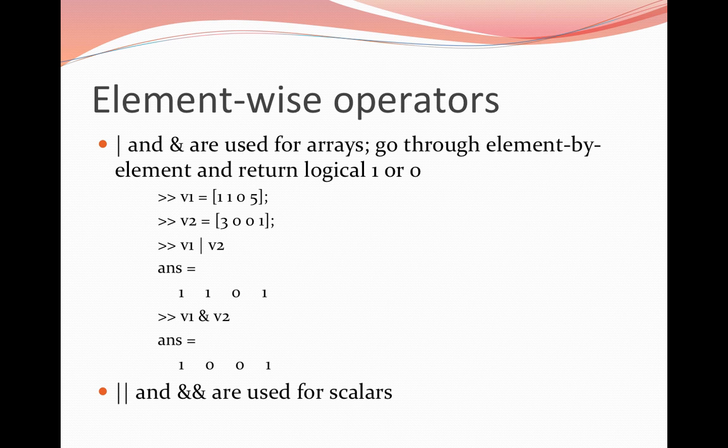With the AND operator, I get true only if both are true. So the first elements, the 1 and 3, are true. The last 5 and 1 are true, but the other two give me false. So these are used for arrays. The doubled vertical line and the double ampersand are used only for scalars.